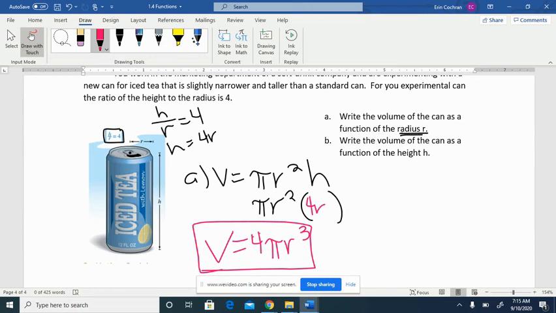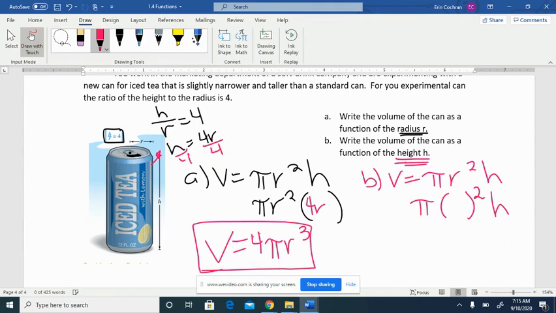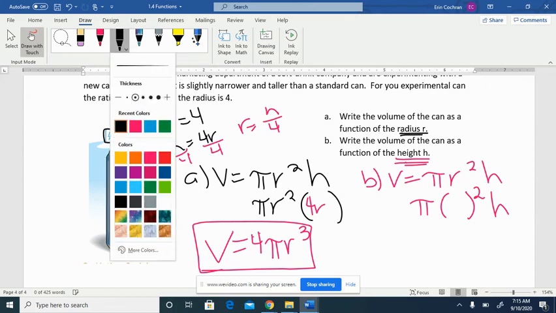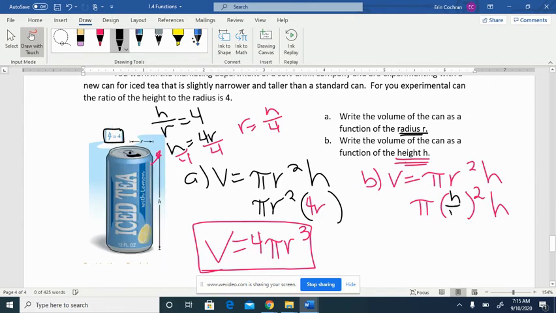Okay. Now b, we're writing it for height h. So now we're keeping the h in there. Let's start back with my original problem. We're keeping h, so now I have to replace r with something in terms of h. Coming back up here, h equals 4r. How do I solve for r? I'm going to divide by 4. So my r is h over 4. Now I'm going to replace r with h over 4.